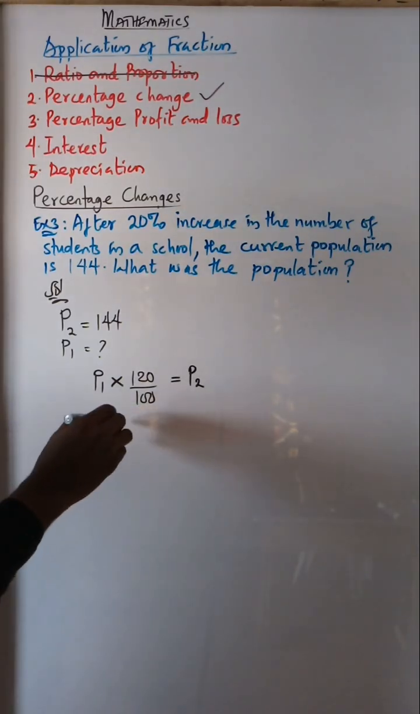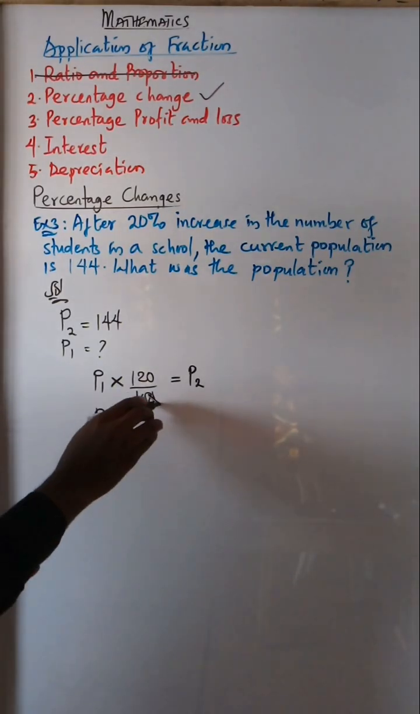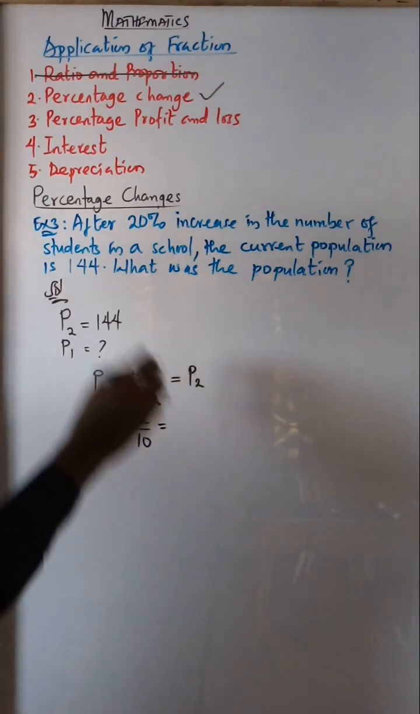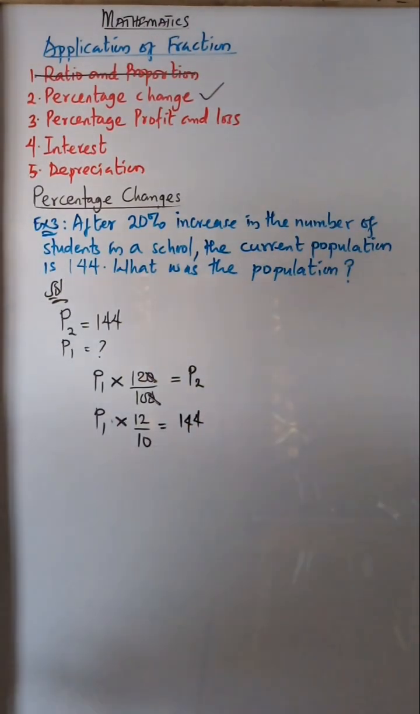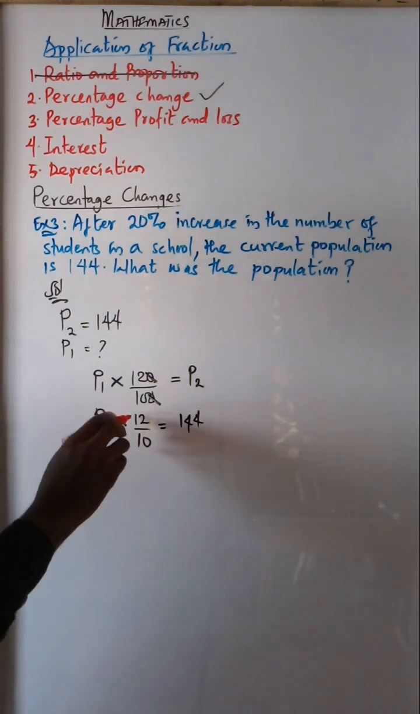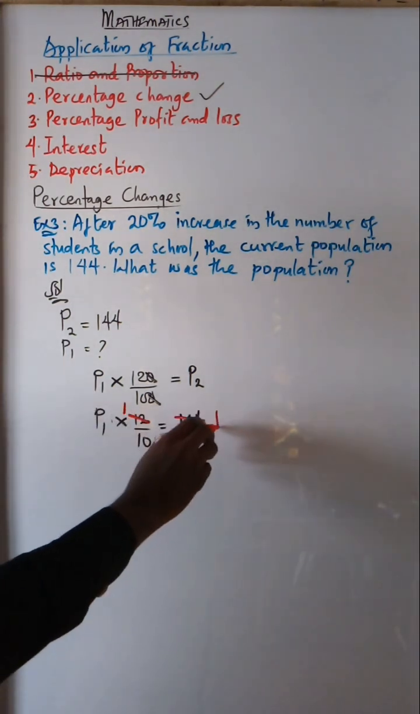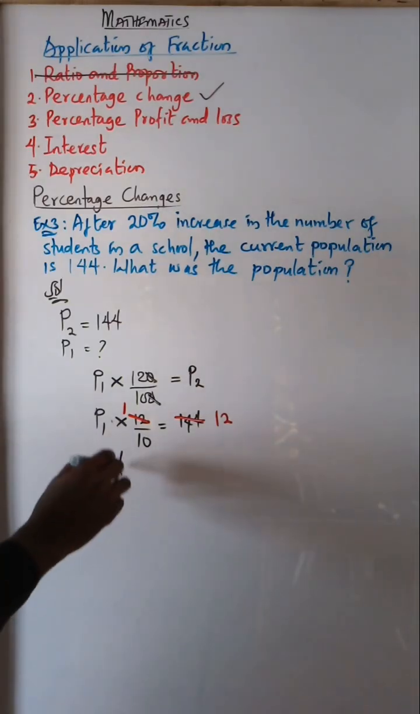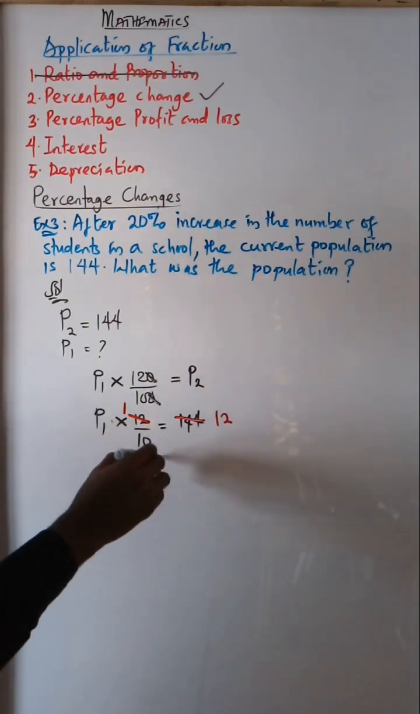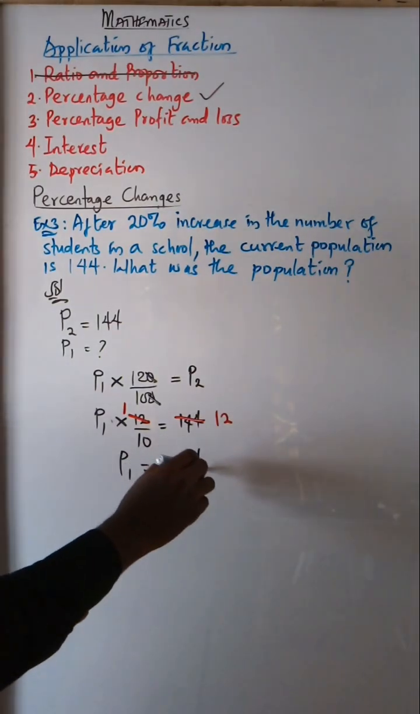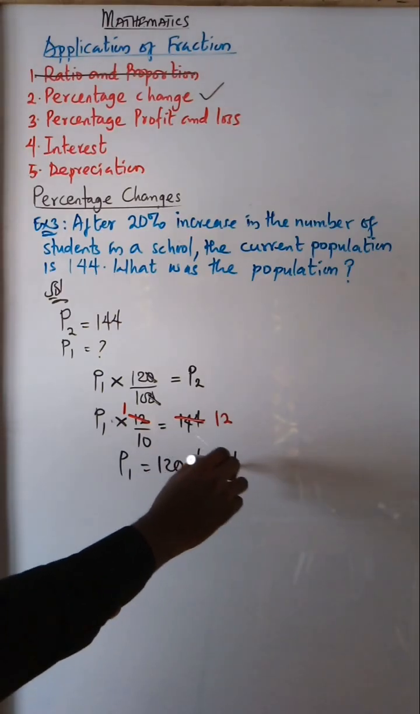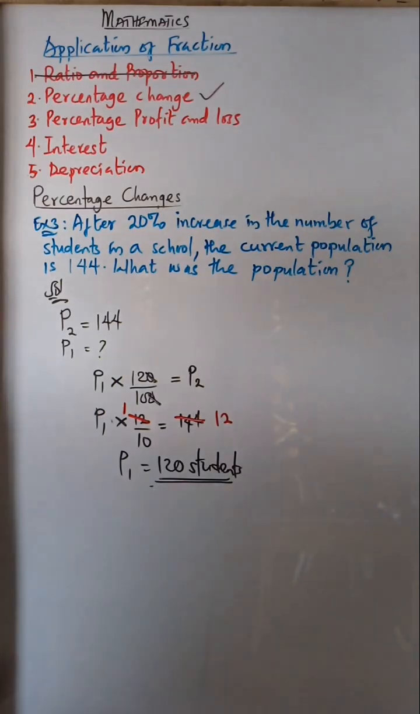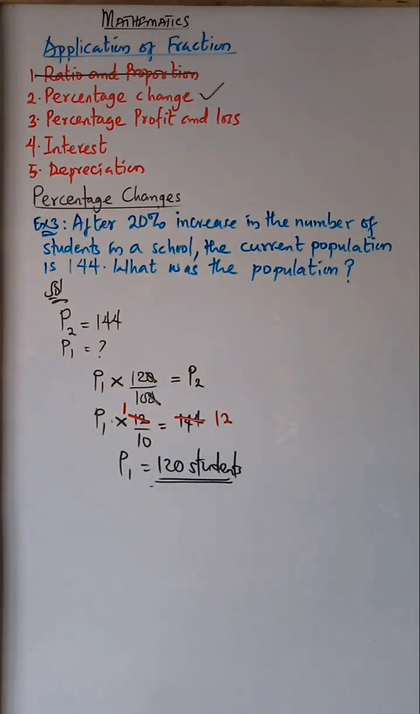So P1 times 120 over 100 equals the new population, 144. The 10 cancels 10 here, so I have 12 over 10 equals 144. So from here, P times 1 is P, and 10 times 144 divided by 12 gives 120. So it means originally the school had 120 students. After a 20% increment, the new population is 144.